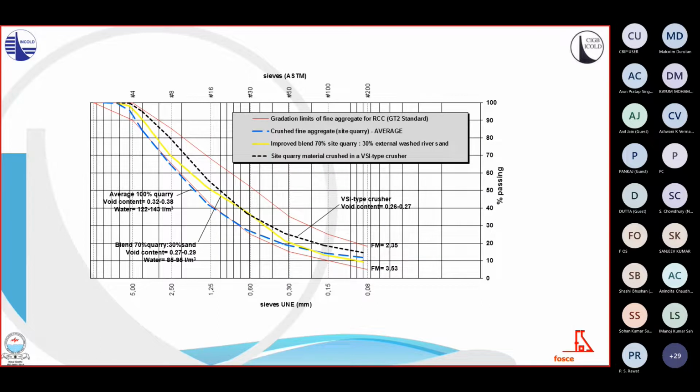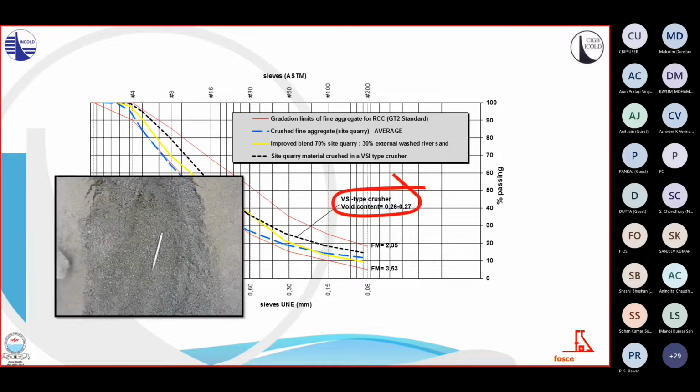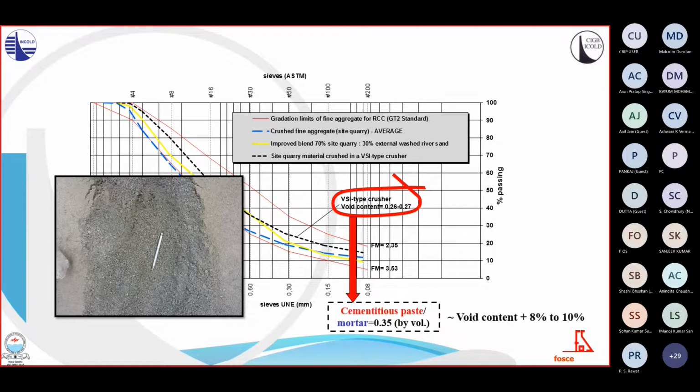This particular and exceptional case is explained through the quality of the aggregate, which has a very good shape and gradation, thus a low void content, as you may remember from this slide. Limestone fine aggregate, 100% crushed in a VSI crusher, ended up with a void content of 0.26 to 0.27. Adding 8 to 9% excess of paste to these results ends up in a design value of just 0.35 for the paste mortar ratio.